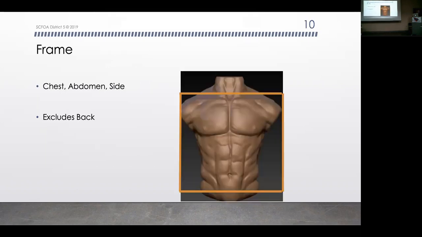So where's the frame? I told you don't put my picture up. Yeah. You did.